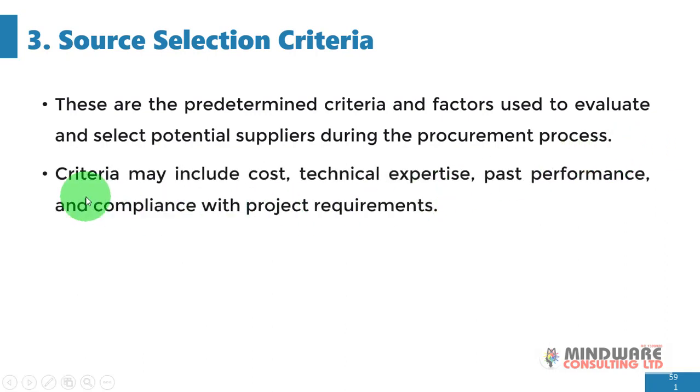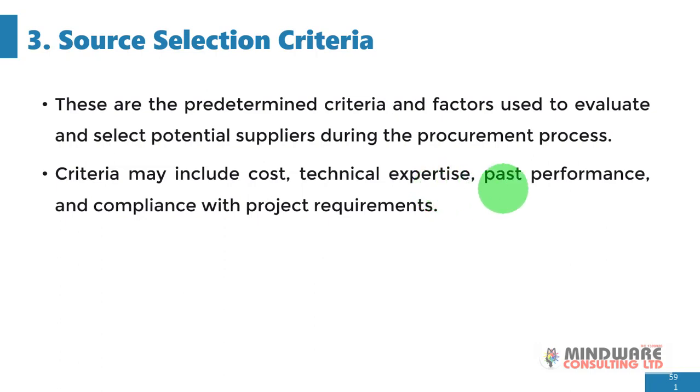Okay, so this criteria may include costs, technical expertise, past performance, and compliance with project requirements. Of course, when you're selecting a vendor, these are the things you'll be considering. What is the cost? The cost of the product, the cost of the service, and what is the technical expertise of the vendor or the supplier? How knowledgeable are they? How competent are they in handling this work or this particular activity, or in this particular supply?